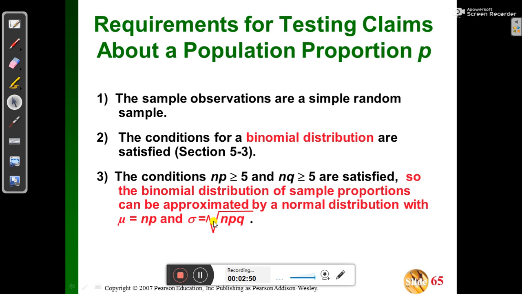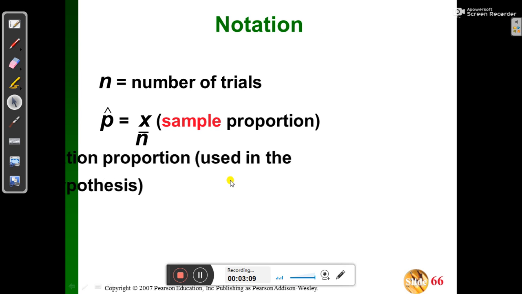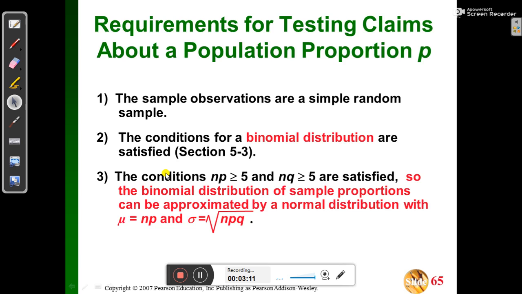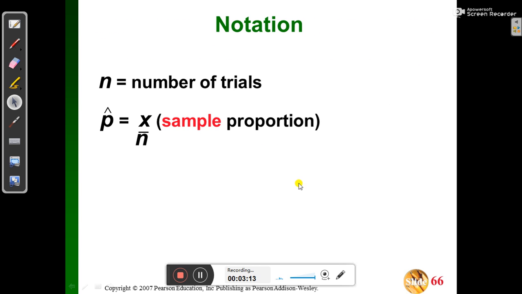So the conditions for the normal approximation are that NP should be greater than or equal to 5 and NQ should be greater than or equal to 5. Both should have a sufficient number of values. This is N times P, and N times Q.